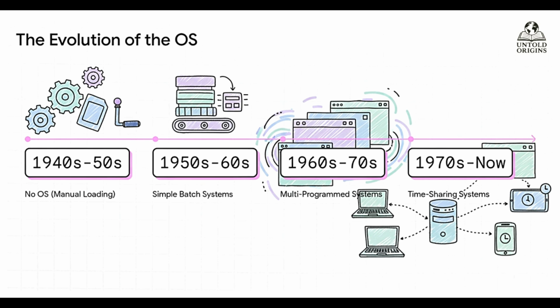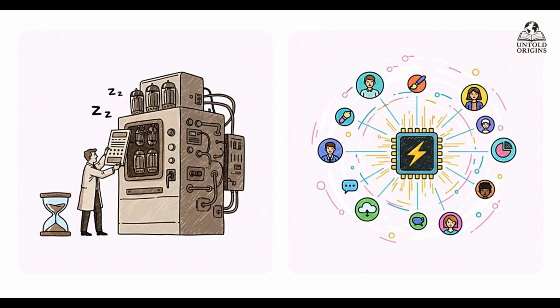That evolved into multi-program systems that could juggle a few programs at once. And that eventually led us to today's amazing time-sharing systems, where the OS switches between tasks so insanely fast, it feels like everything is happening all at once. And this just perfectly illustrates the difference, doesn't it?